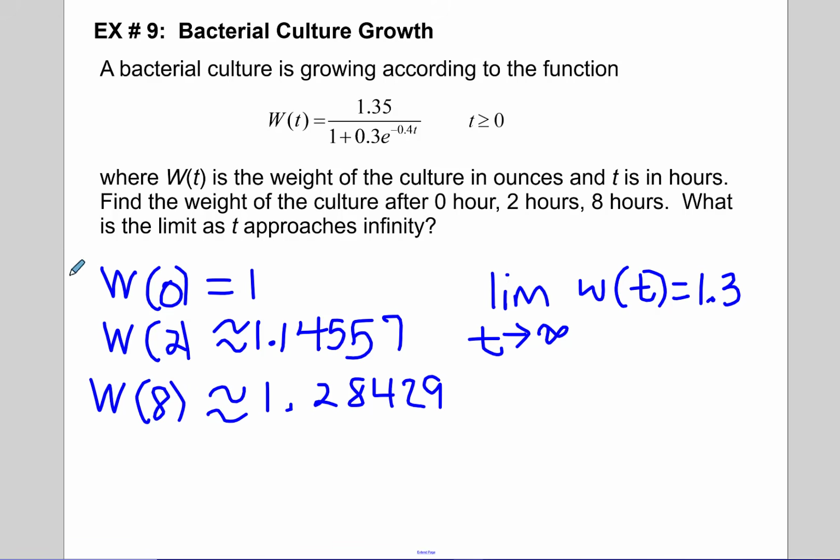And they've asked us, what is that limit? Well, that would be the carrying capacity for the logistic growth behavior model, because this is a logistic curve. It's going to look like that. And this numerator, if you remember from pre-calc, that's my limit or carrying capacity. So I could say the limit's approaching 1.35.